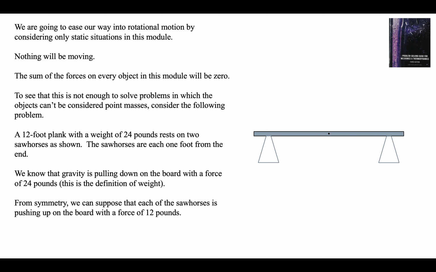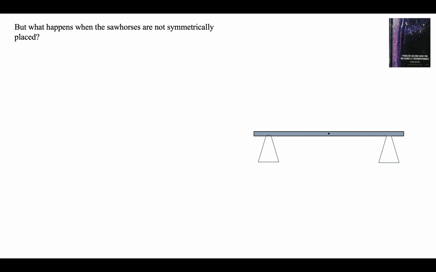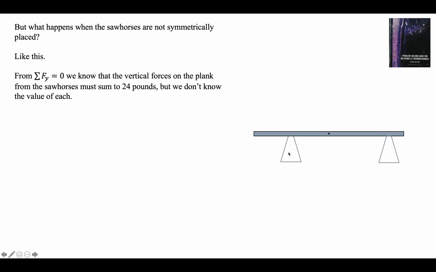The sawhorses have to be holding up that weight, and since they're symmetric, they're both 1 foot from the end, we can assume that the sawhorses are each pushing up with a force of 12 pounds, and we would be right. That's what's happening. What happens when the sawhorses are not symmetrically placed? Like this. Let's move this one in a little bit towards the middle. All right. What happens now?